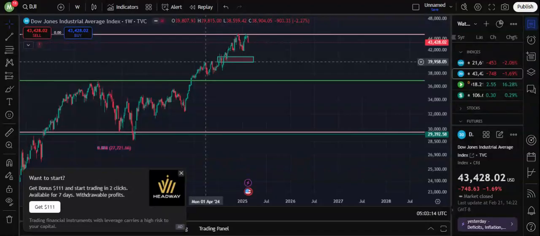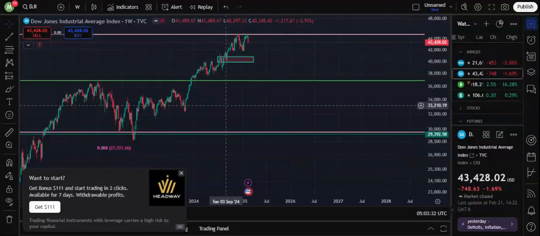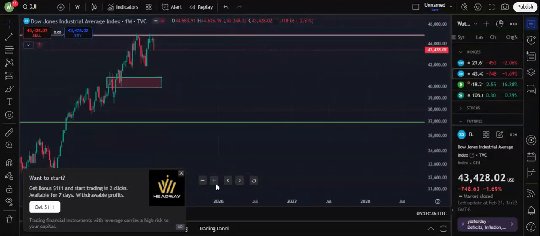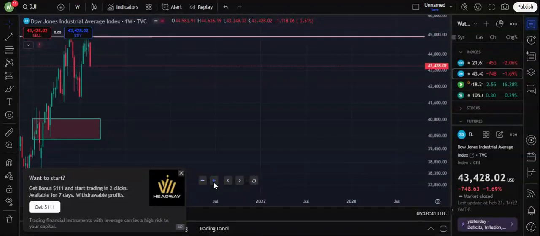demand areas. If you study price action and you understand candlestick patterns very well, when you see a candlestick close, you will usually know how to identify those demand areas on your chart. So you could see that around this zone, let me bring the chart closer.